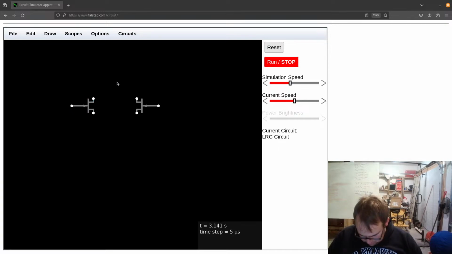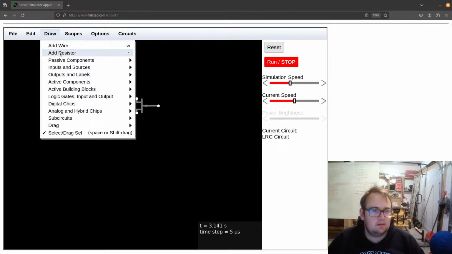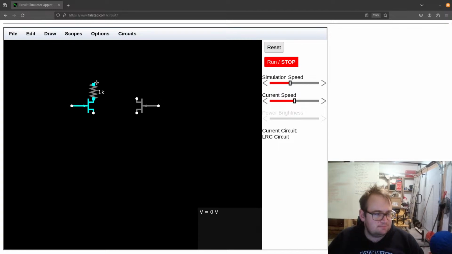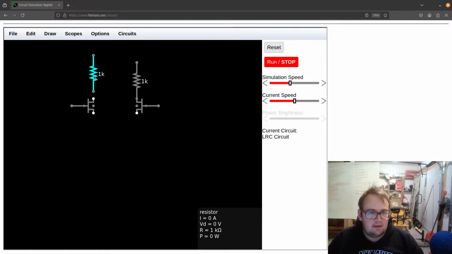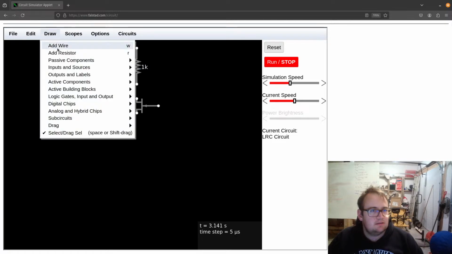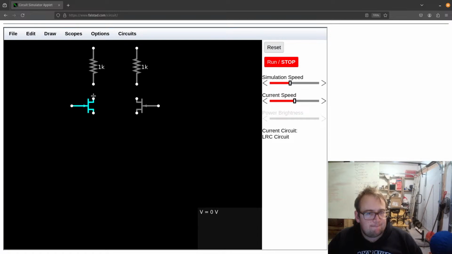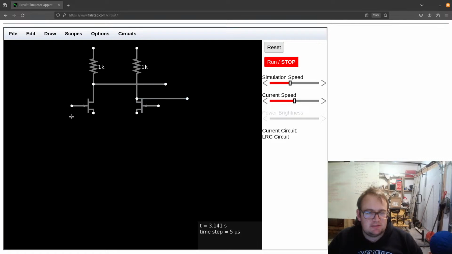Now, we'll draw a resistor in here, resistor in there. Doesn't give us a value for them. That's fine. We can just make up values. I think it wants a test point at both these places here. And it has one more resistor.